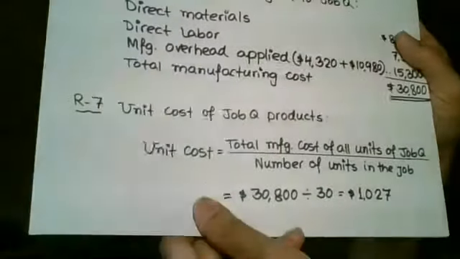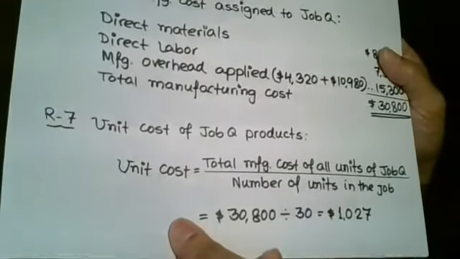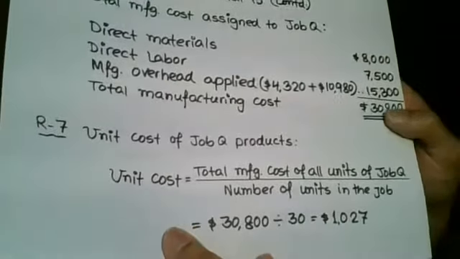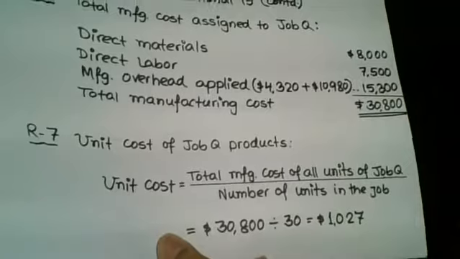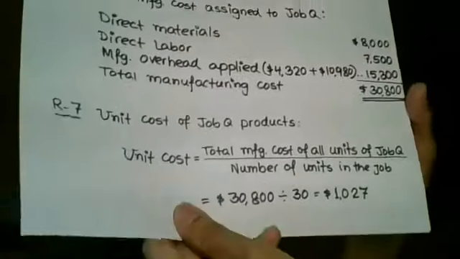Job Q had 30 units. So we'd have to divide this total by 30, which we did here. That gives us $1,027. So that's our requirement 6 and 7.